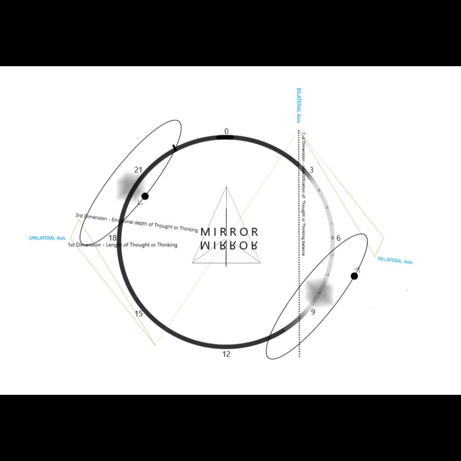Dimensions of thought. The diagram labels different axes and dimensions, such as the first dimension, length of thought or thinking, and the third dimension, breadth and depth of thought or thinking. Geometric framework. It uses a circular base divided into clock references, marked 0, 3, 6, 9, 12, 15, 18, 21, intersected by unilateral, bilateral, and trilateral axes.